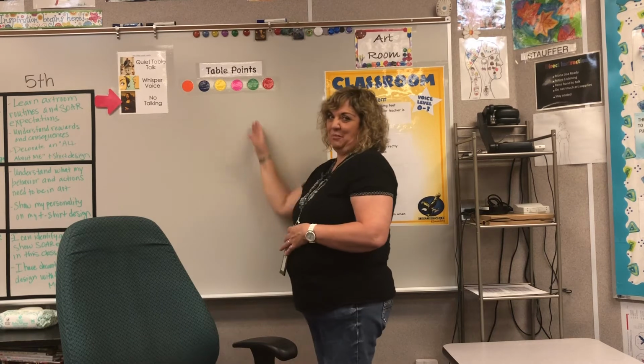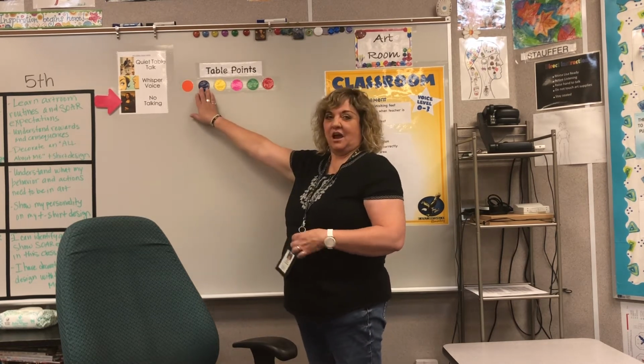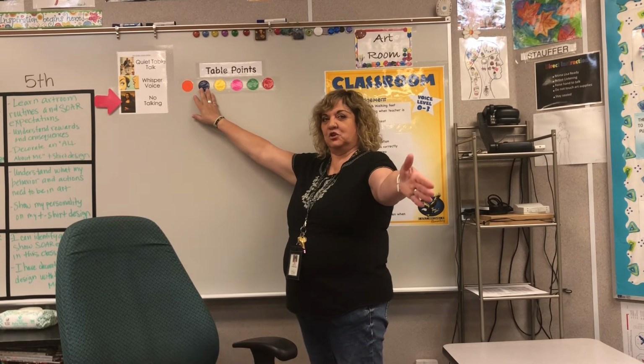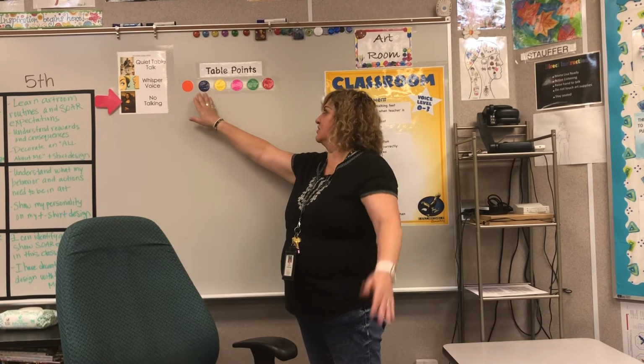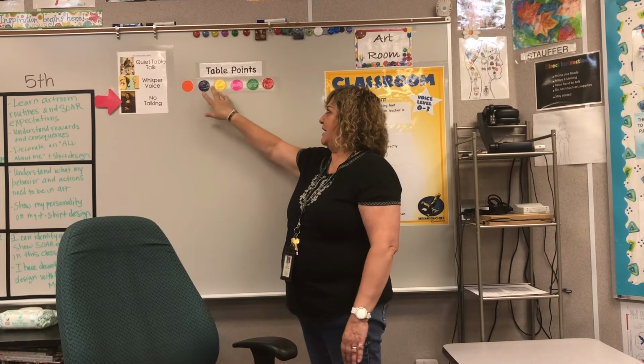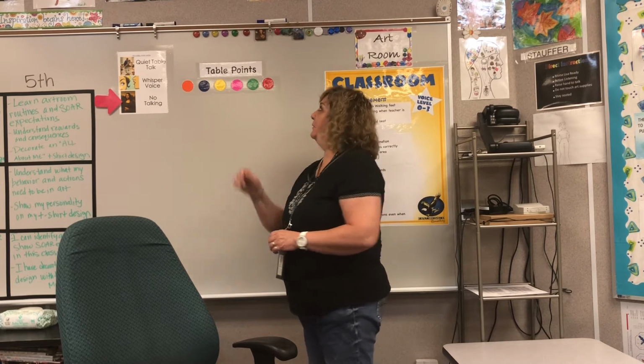Also, we have the table points up here, and we had these last year, but this year I'm going to try to use them a lot and give you guys table points, because I have some great prizes for you guys. So the tables, you all have colored circles on your tables, and those are the table colors. So we have orange, blue, yellow, pink, green, and red. And when you come in and sit quietly at your table, I can give a point for your table.